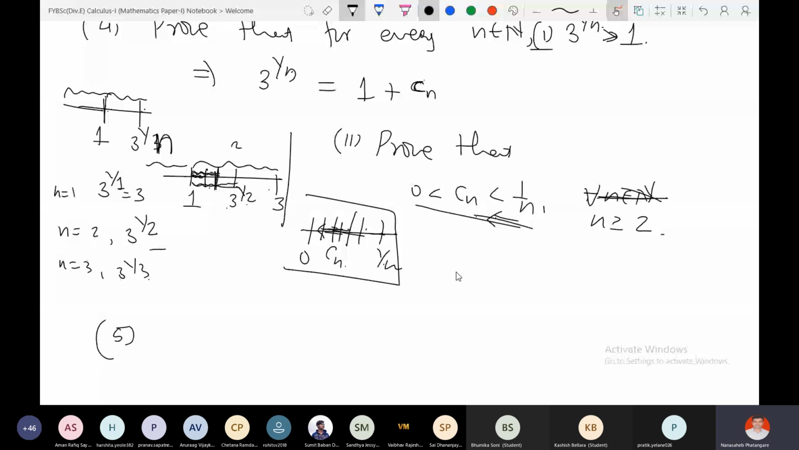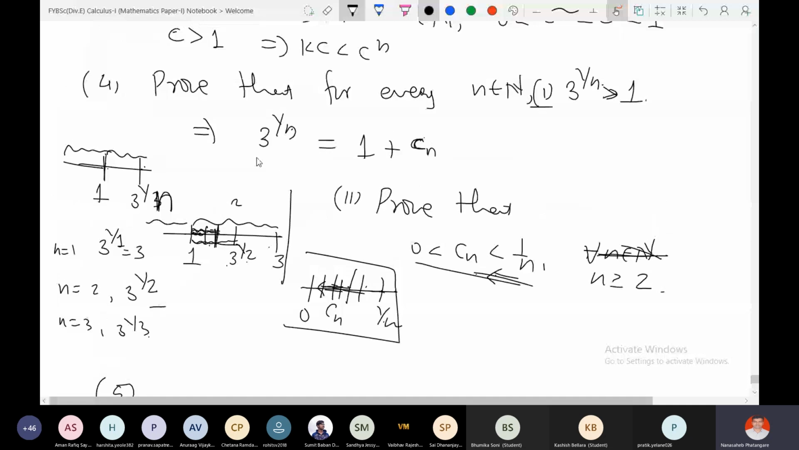Same philosophy. We are worried about what happens when n is larger, that which we cannot see directly by our eyes. For n equal to 1, 2, 3, 4, we can easily check. But as n becomes larger and larger, n tending towards infinity, what happens? That is the main point. So we'll discuss this philosophy at the time of discussing sequences. Okay, so you just try to prove this.